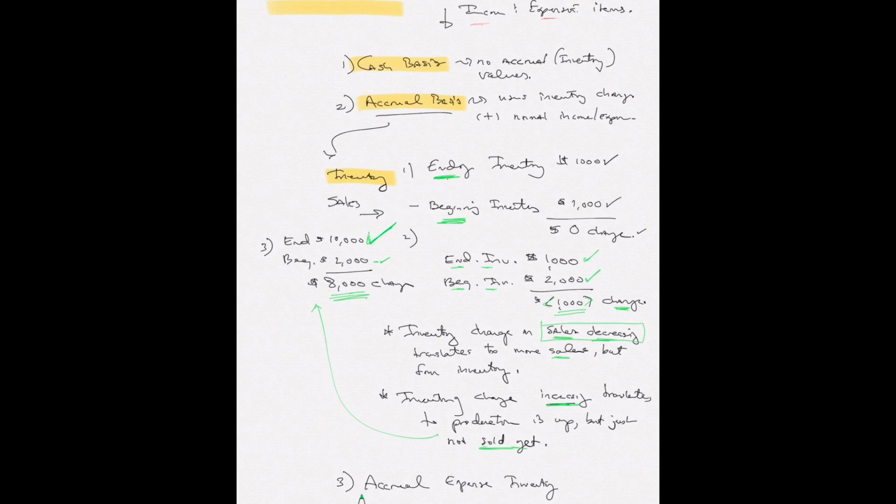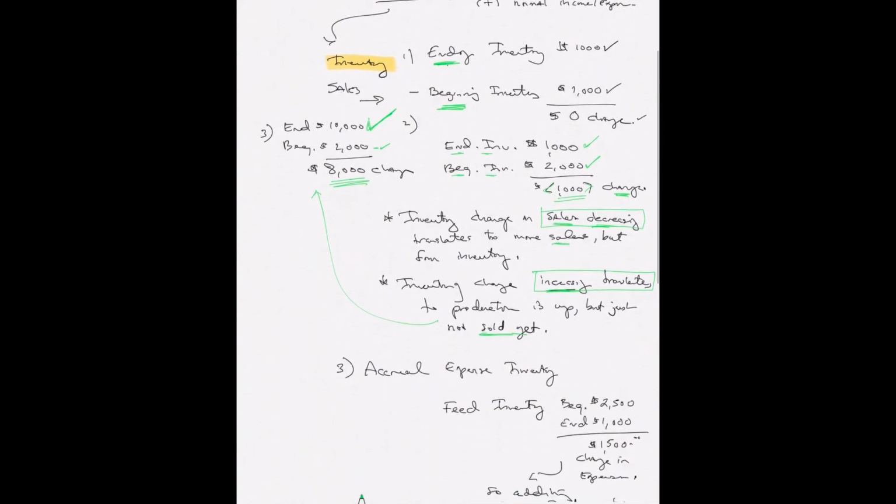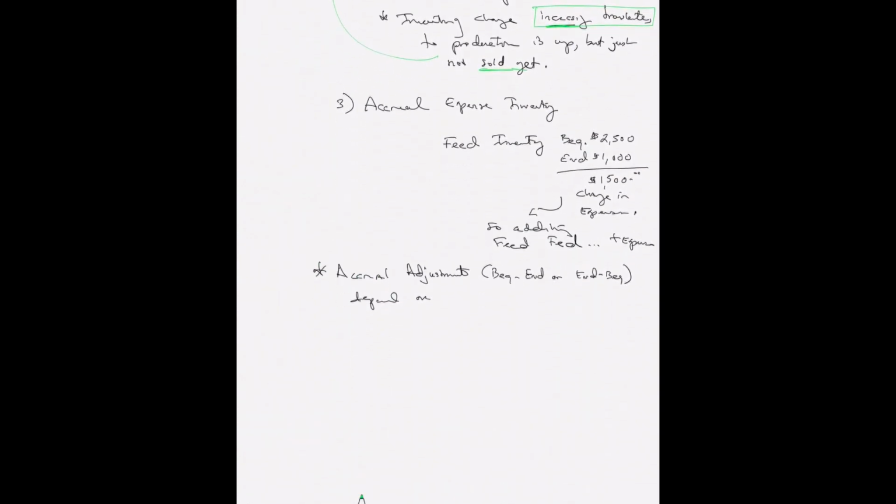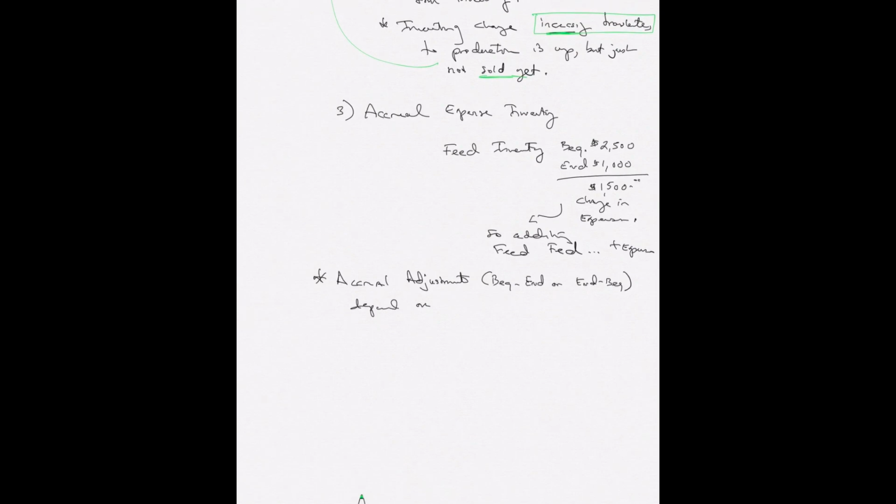That translates to production is up, but just not sold yet, which is the example that I gave right here. So there's two types of inventory. One is where inventory is decreasing, which is here. And that means that sales need to be taken off because those don't count for this year. It was actually produced last year. Or you have situations where inventory is increasing. That means that sales have not happened, but the production did, so we need to give ourselves credit for that. That's like the 8,000.